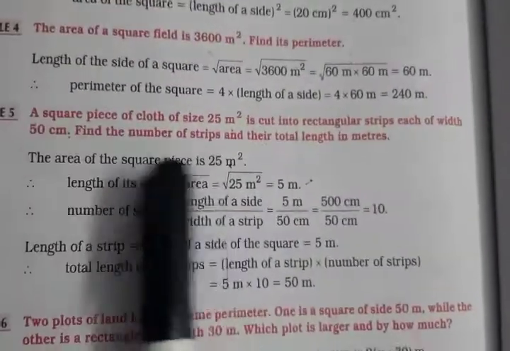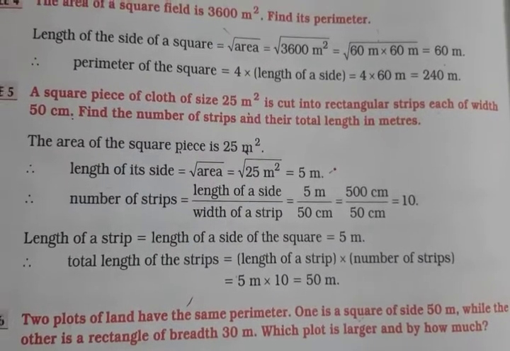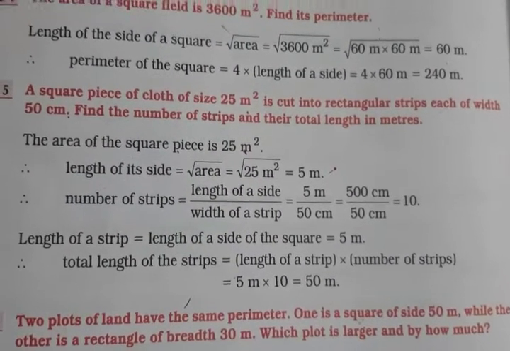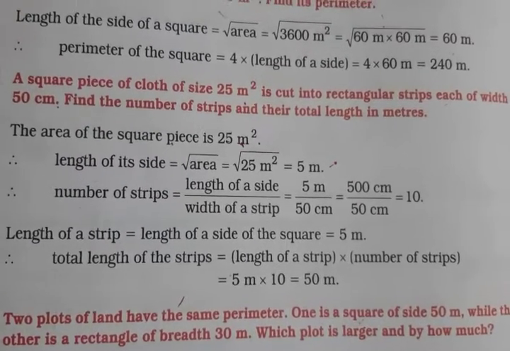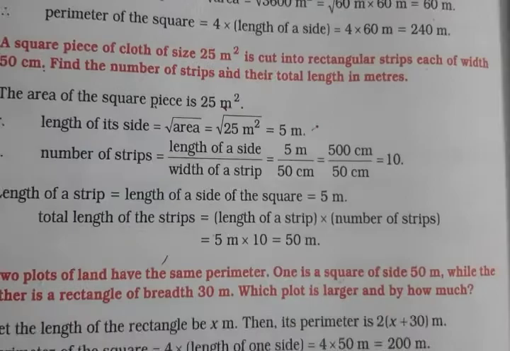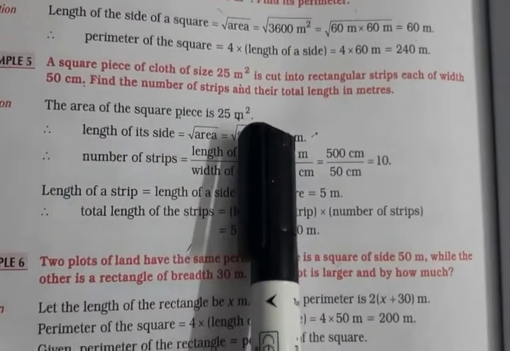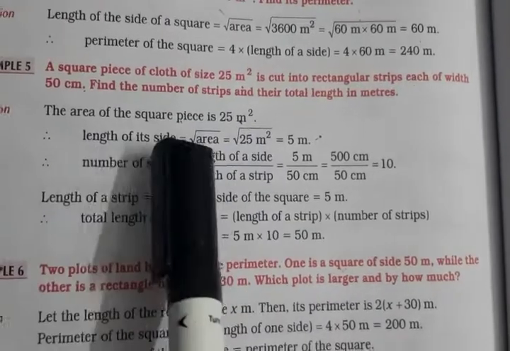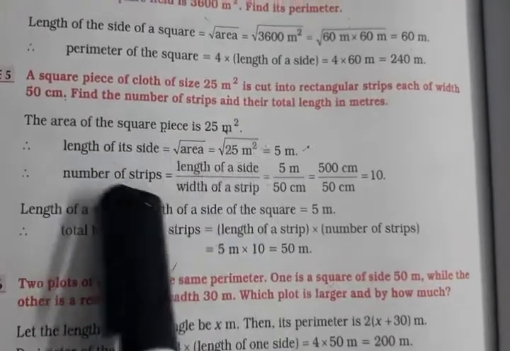Now a square piece of cloth of size 25 meter square is cut into rectangular strips, each of the width 50 centimeter. Find the number of the strips and their total length in meter. Firstly, the area of the square piece is this much. How will we find the length of the side? That is equal to square root of area.